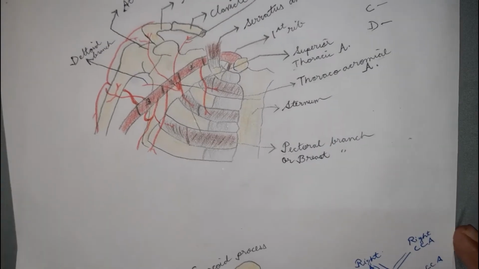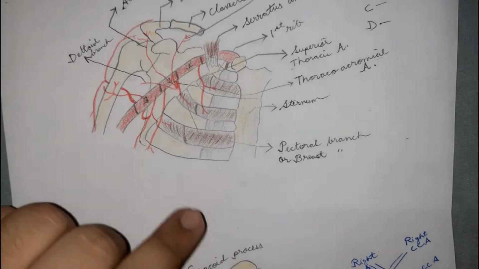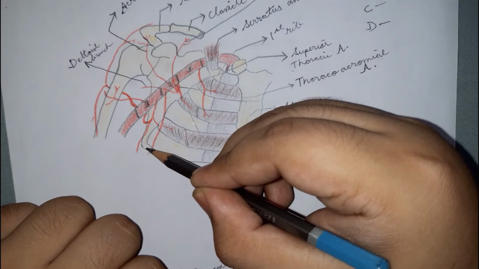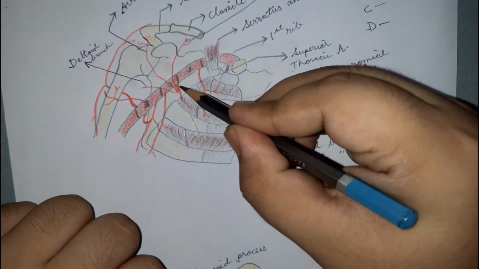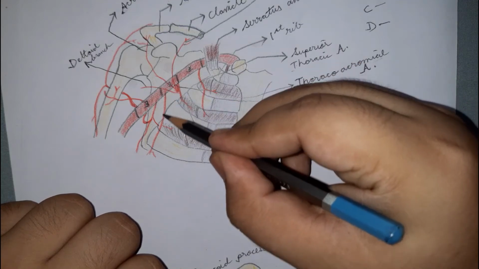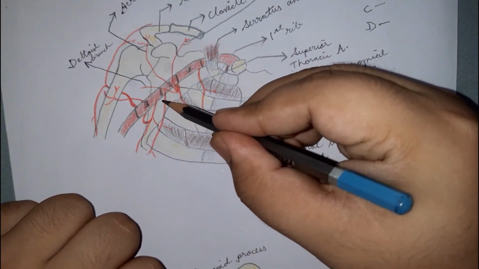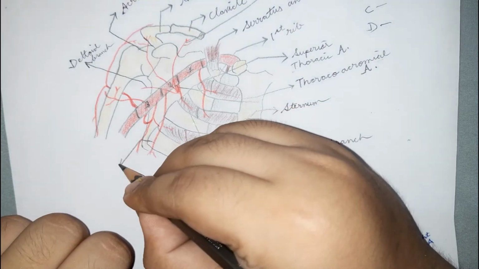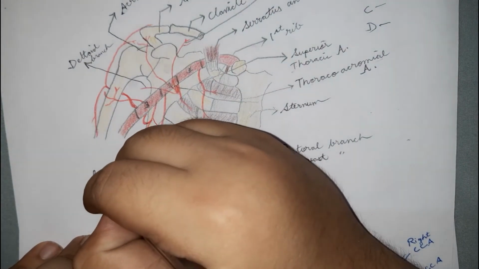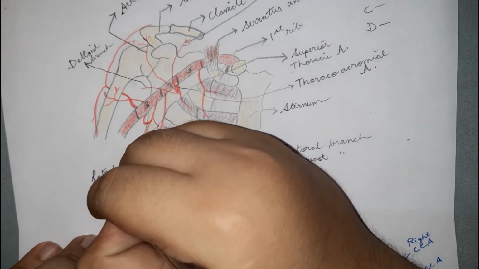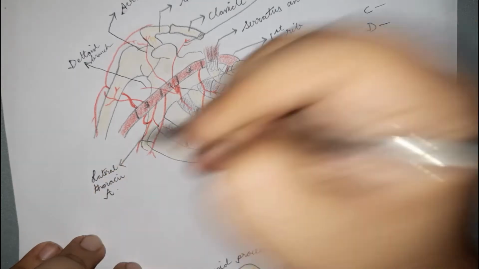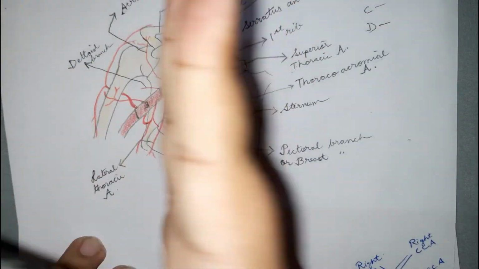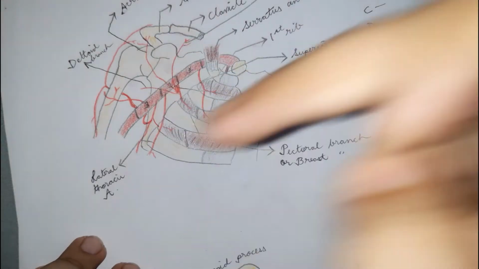The last branch of the second part of the axillary artery, this one going laterally and downwards like this. Just like the thoracoacromial artery was emerging at the upper border of the pectoralis minor, this branch of the second part emerges at the lower border of the pectoralis major. This second part branch is known as the lateral thoracic artery. It is going downwards, and since it is lateral, this is the medial side and this is the lateral side, so lateral thoracic artery.